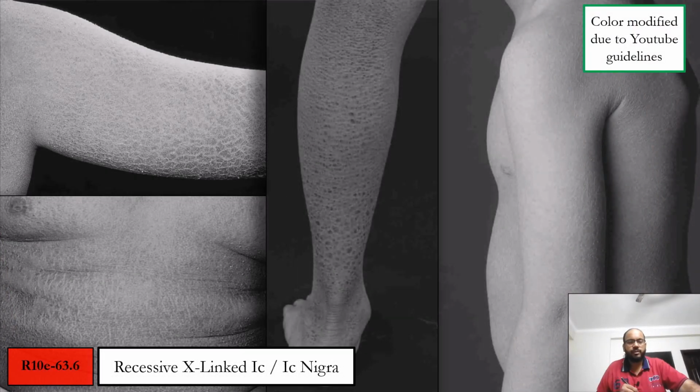Now look at these clinical photos that I've taken from Rook's 10th edition, page 63.6, and you can easily see that here the scales are darker. They're darker and larger than what we see in ichthyosis vulgaris. Look, the large scales. They are more generalized, with more involvement of the body. The color of the scales is darker, and that is why XLI is also known as ichthyosis nigra. Nigra means black. So that is another name for XLI, ichthyosis nigra.